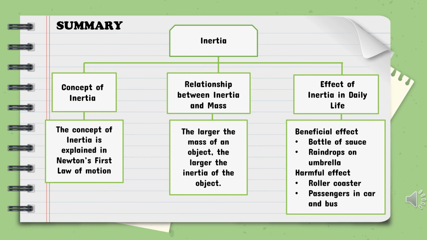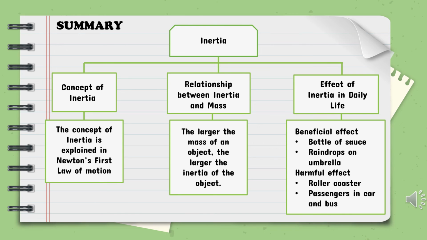Now, we come to the summary of our lesson. In this topic, you are introduced to the concept of inertia in the first part of the lesson. The concept of inertia is explained in Newton's first law of motion. In the second part of this topic, you learn about the relationship between inertia and mass. The larger the mass of an object, the larger the inertia of the object. Last but not least, you learn about the effect of inertia in our daily life.